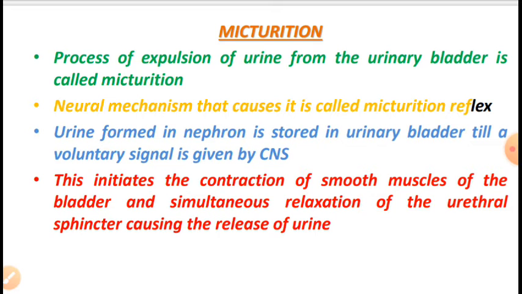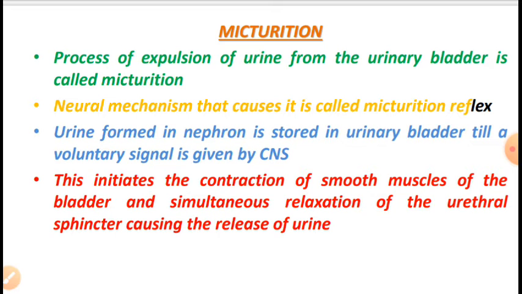The CNS passes on a motor message to initiate the contraction of smooth muscles of the bladder and stimulate relaxation of the urethral sphincter, causing the release of urine. The process of release of urine is called micturition, and the neural mechanism causing it is known as the micturition reflex.